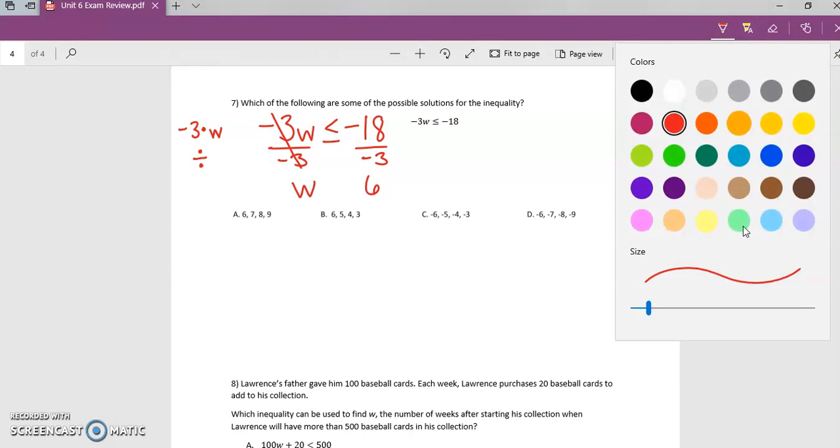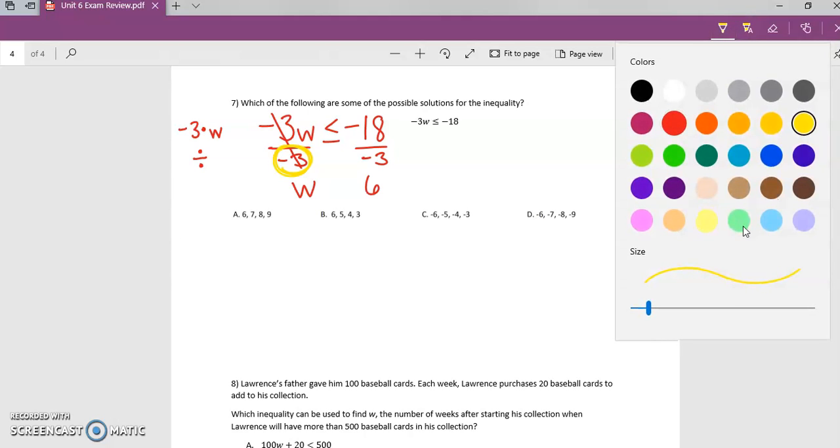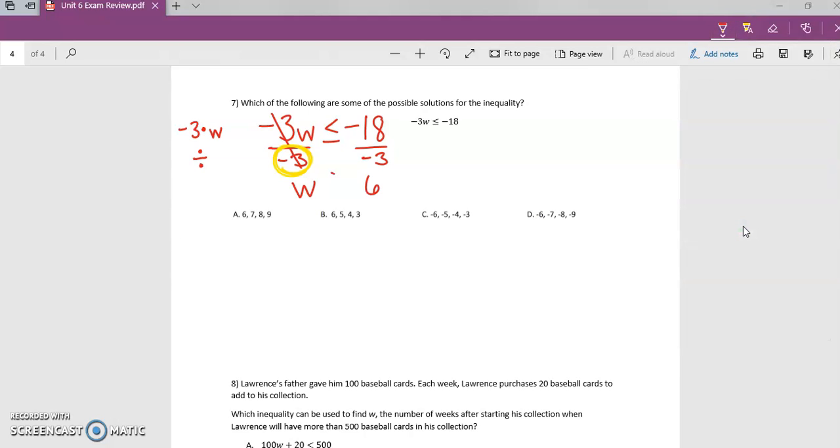But look at the coefficient that I have here. I'm dividing by a negative number, so what does that mean? That means that I have to flip around the sign. So the solutions have to be w greater than or equal to 6. That means I could have 6, 7, 8, and keep on going on and on. So the only answer choice that looks like this, numbers that are greater than or equal to 6, would be letter A.